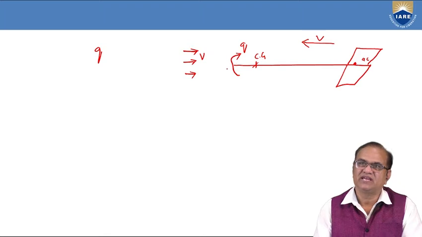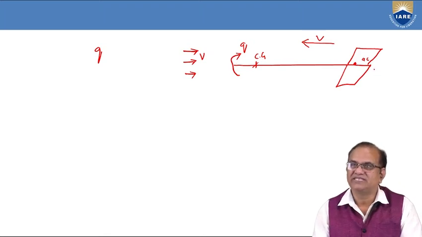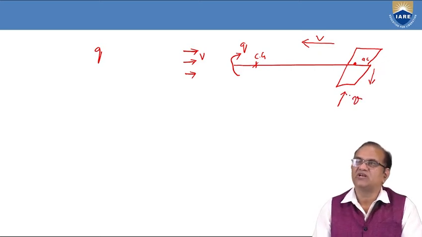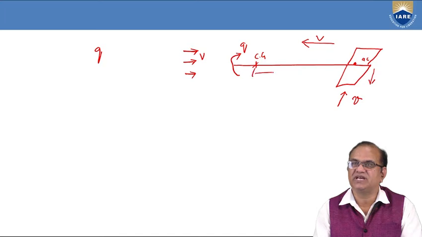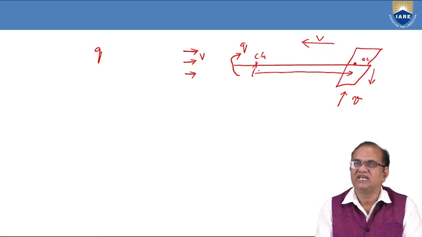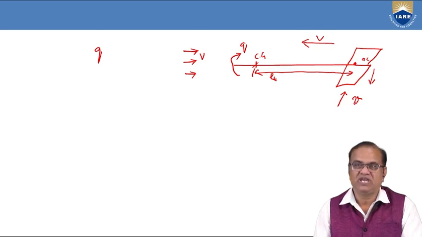So what will happen? If it is going upward, this tail will go down and there will be a relative wind in this direction. Assume this is the small v. And from here to here, AC to CG, the distance is LT. This is the velocity v.